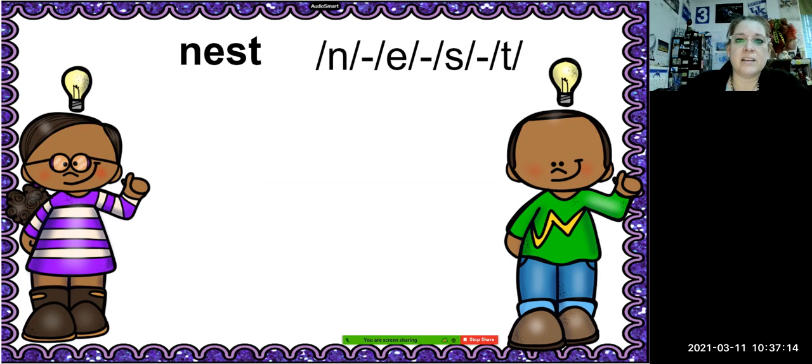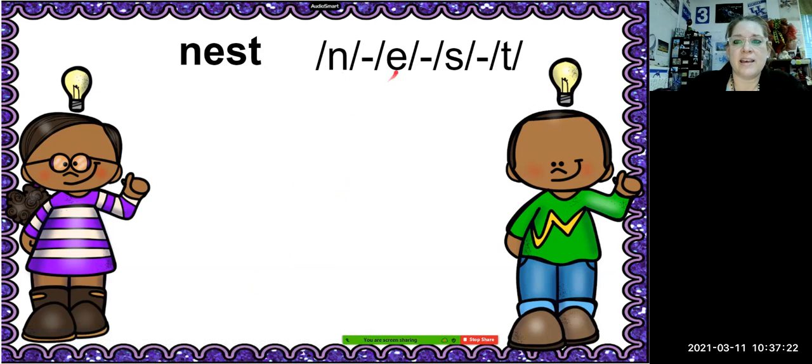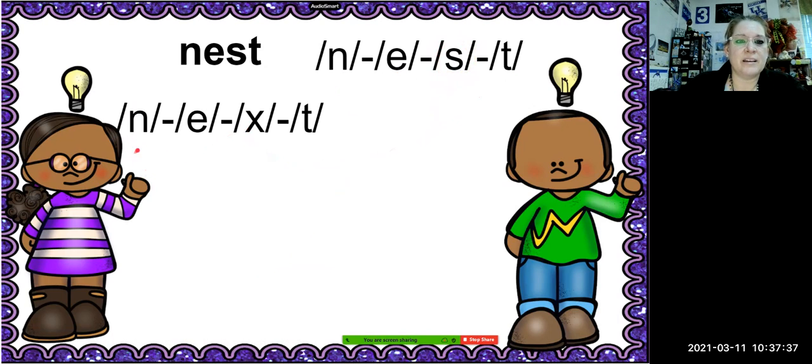We have nest. Put my pointer on. We have the nest. So we're going to take the first sound of that blend, which is the s sound, and we're going to replace it with x, x. So we have next.